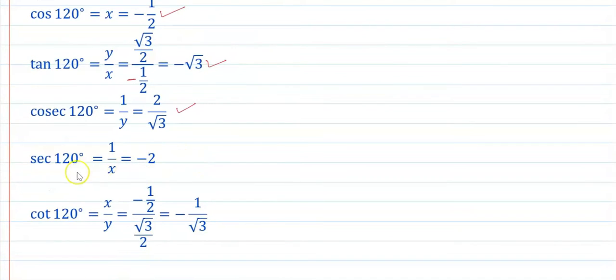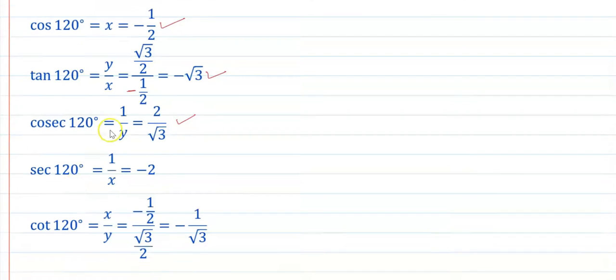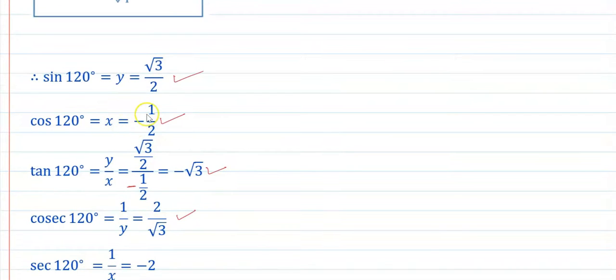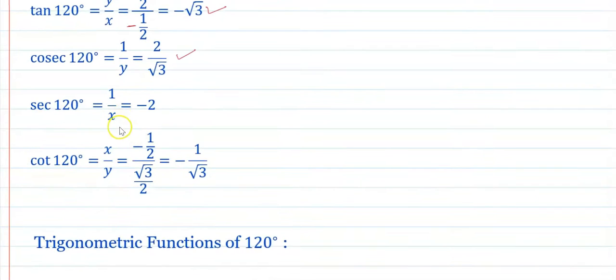Next, sec of 120, reciprocal of cos. Cos is x, so sec is 1 upon x. But what is x? x is equal to minus 1 upon 2, and its reciprocal is minus 2. Cot of 120 is x upon y. x is minus 1 upon 2, y is root 3 by 2. The 2 gets cancelled. You will get cot of 120 is equal to minus 1 by root 3.